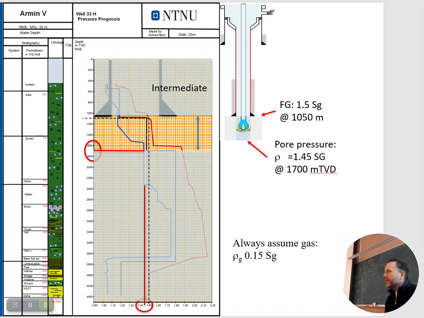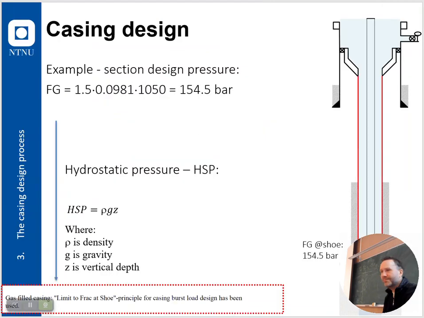For the load case gas fill casing limited to frac at shoe, it will be different. You guys want to make a quick calculation for yourself, or do you want to just see the solution? It's very simple stuff, but it's what you're going to do at your exam also. Anyone have an answer?